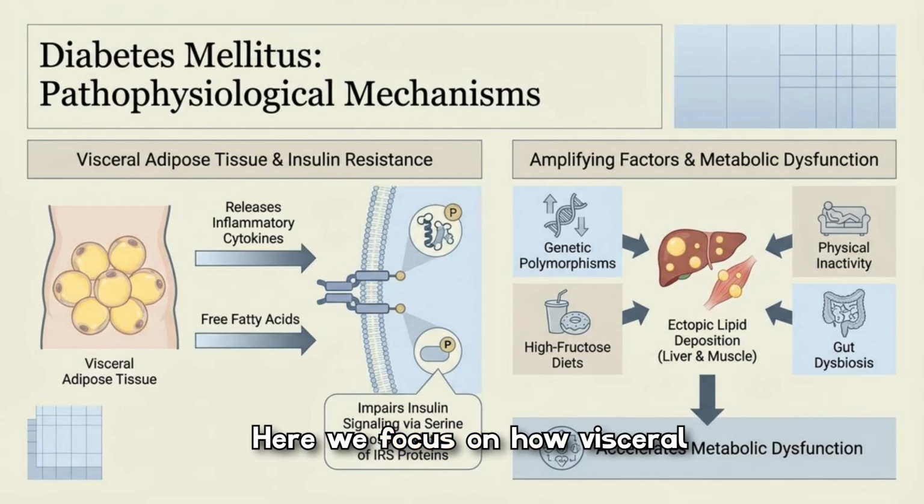Here we focus on how visceral fat drives insulin resistance. Excess visceral adipose tissue releases inflammatory cytokines and free fatty acids that impair insulin signaling through serine phosphorylation of IRS proteins. The slide also highlights amplifying factors like genetic polymorphisms, high fructose diets, physical inactivity, and gut dysbiosis, all of which promote ectopic lipid deposition and accelerate metabolic dysfunction over time.